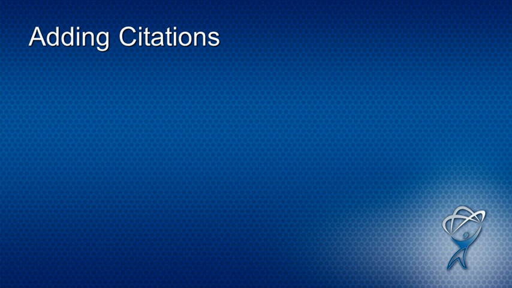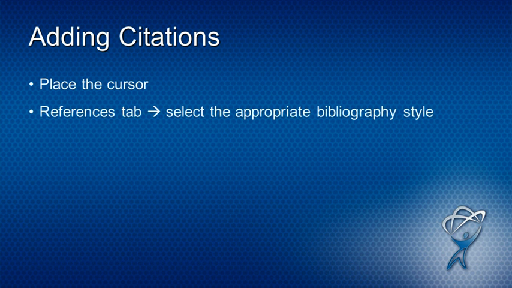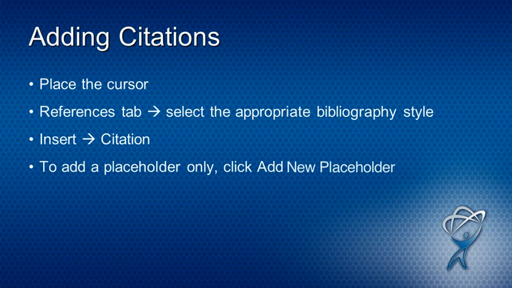What's the process of actually adding those citations? Well, first of all, we have to place the cursor. Then we're going to go to the References tab, select the appropriate bibliography style, and by that I mean things like APA. We only have to do that the first time we use it. Then, every time we need a citation, we simply do Insert Citation. We can also add a placeholder.